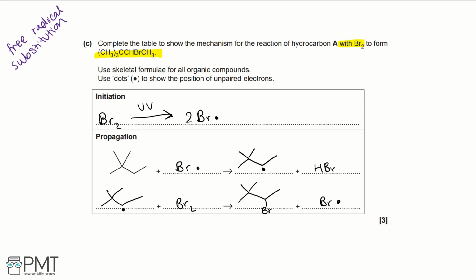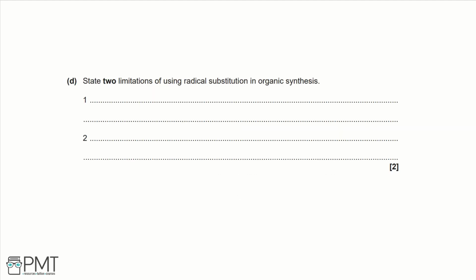To get the 3 marks for this question, you get a mark for your initiation step, and then you get a mark for each line or each equation in your propagation step. D. State 2 limitations of using radical substitution in organic synthesis.